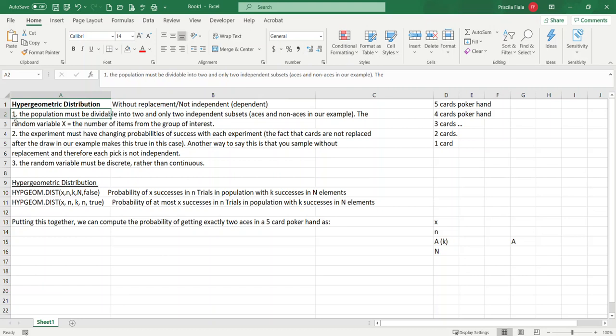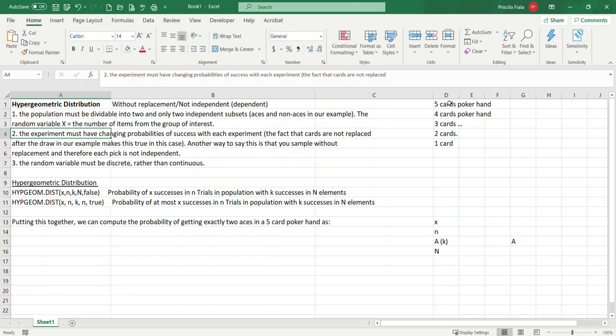Okay, so from the book, you have to have two independent subsets. They say one aces, one no aces, or a true and a false, or let's say a runner and a non-runner, so the opposites. That's what they mean by two independent subsets as well. And they must have changing probabilities because you do this modification right here, without replacement, and therefore each pick is dependent. And lastly, the variable must be discrete rather than continuous.